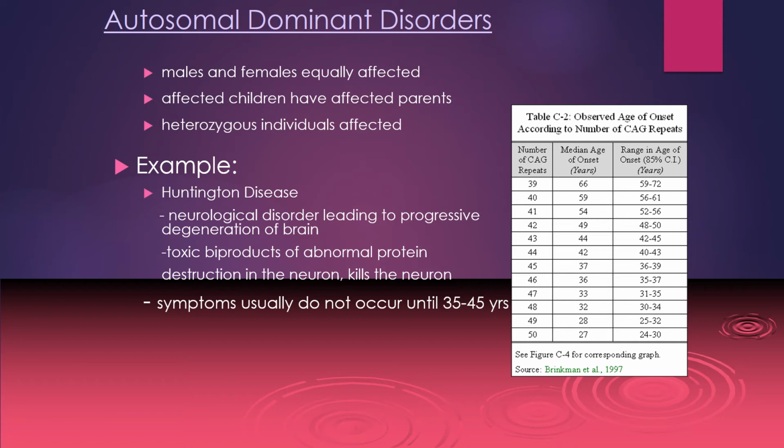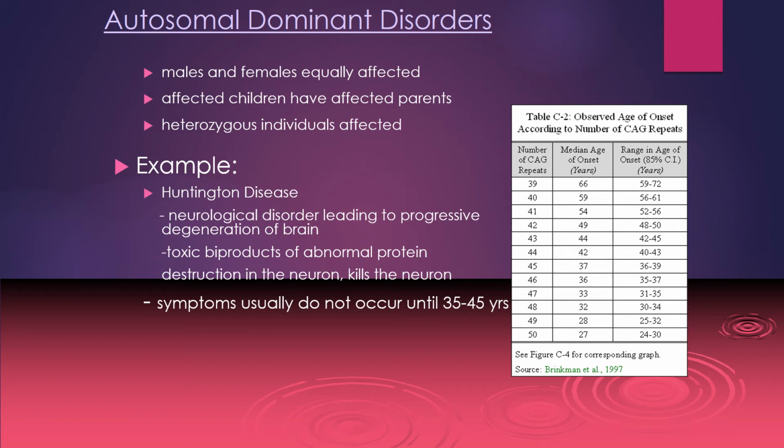The example I give here is Huntington's disease. And Huntington's disease is a neurological disorder that leads to progressive degeneration in the brain. Basically, there are toxic byproducts that build up in the neuron, killing the neuron. And as you know from the tissue lab, the neuron is responsible for sending messages through the brain and spinal cord. Symptoms usually do not occur until 35 to 45 years old, and that is why Huntington's disease still exists.